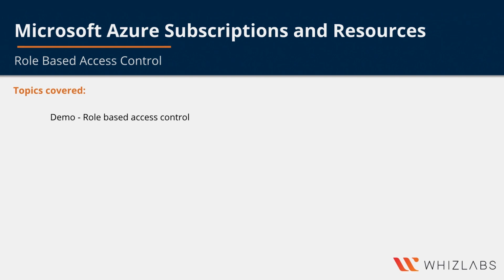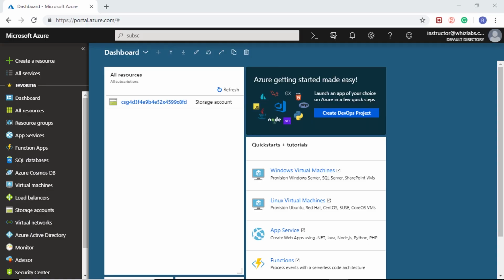Hello everyone. In this video, we will look at a demo of role-based access control. So let's start with looking at roles. To view the list of roles, you can either go to a subscription or to a resource group or to any individual resource. I have not created any resource, so I will show you the list of roles that are available at both the subscription level and the resource group level.